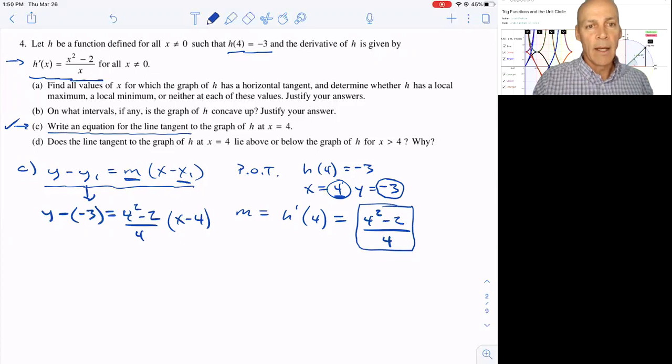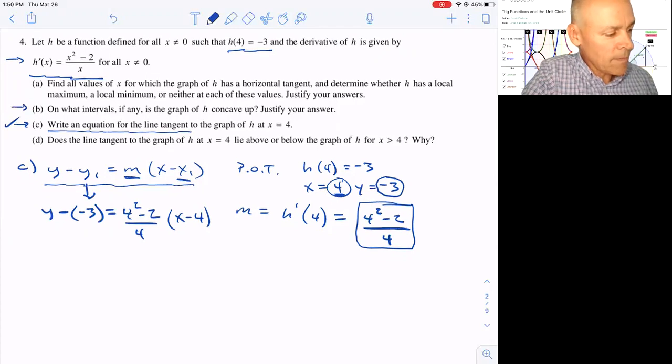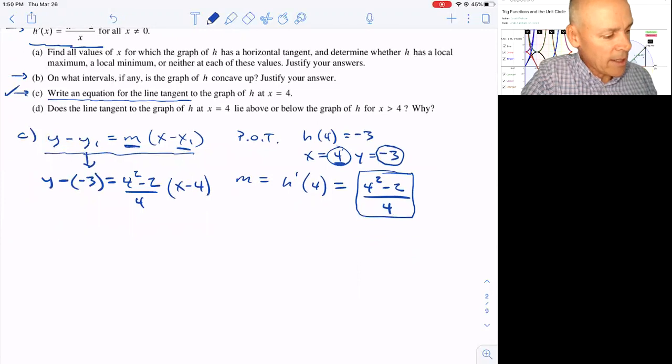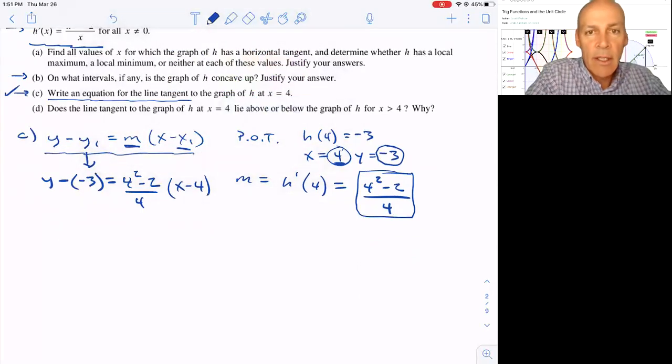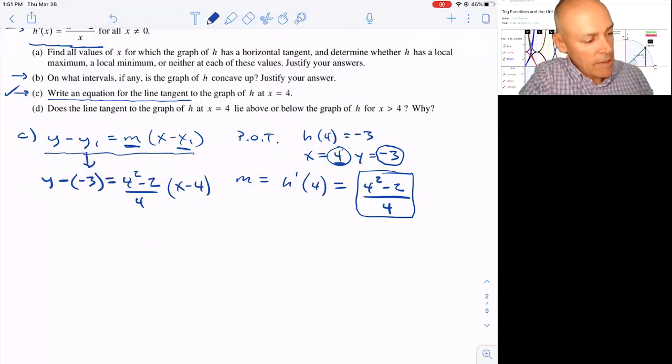Okay. Again, I don't need to be linear since we got C out of the way. I'm going to go next to part B, and it asks on what intervals, if any, is the graph of h concave up, and then justify your answer. Okay.